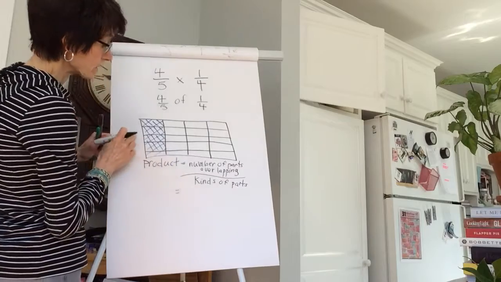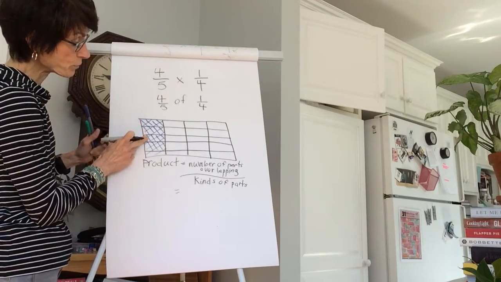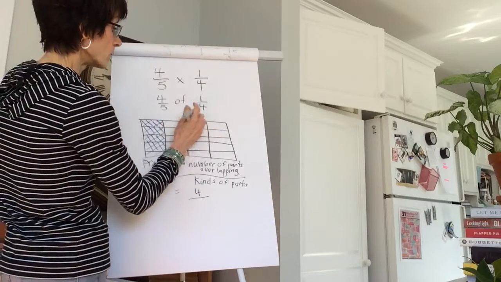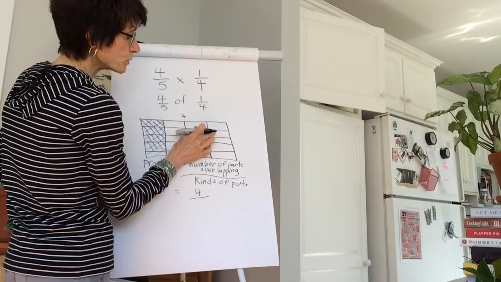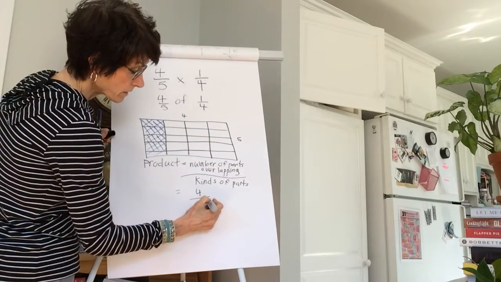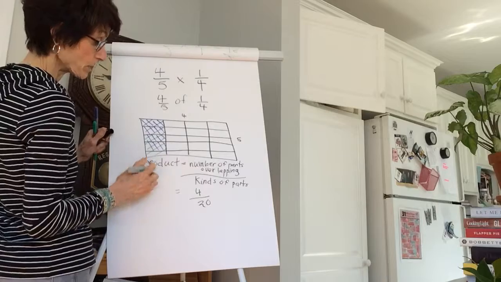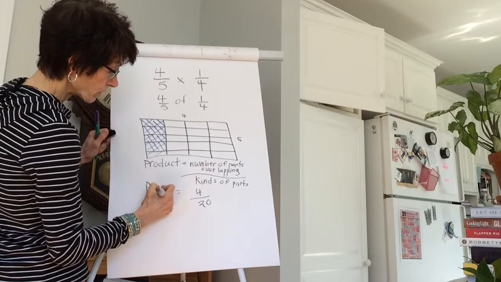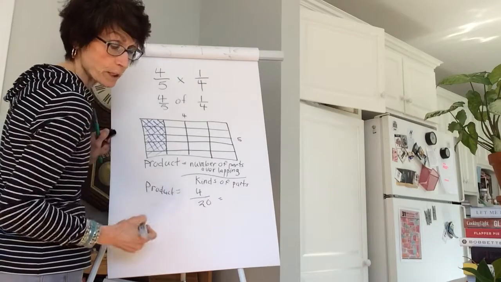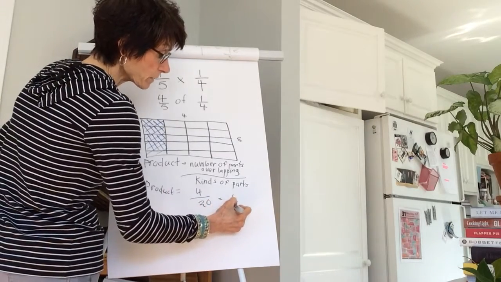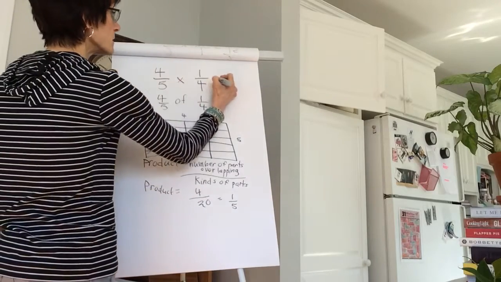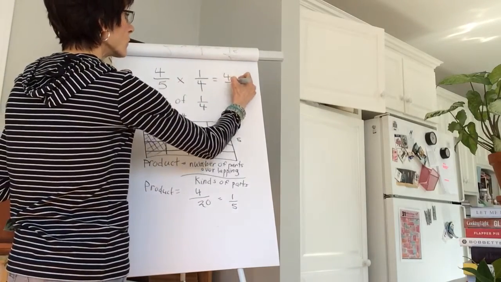So that equals, our number of parts overlapping, 1, 2, 3, and 4. And the kinds of parts, well, we have 4 here, and we have 1, 2, 3, 4, 5 here. So we have 20 parts. And we could count them all up if we wanted to, just to make sure. So our product is 4 over 20, which if you would like to reduce it, would be 1 over 5. Or simplify it. So our product is 4 over 20.